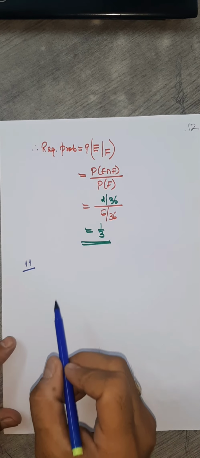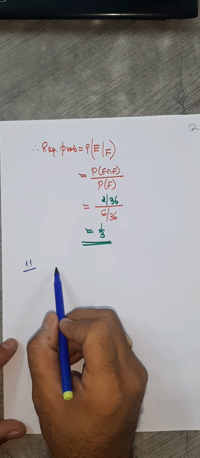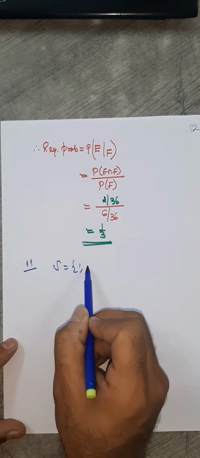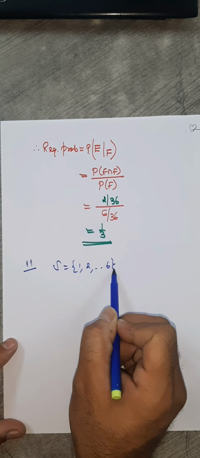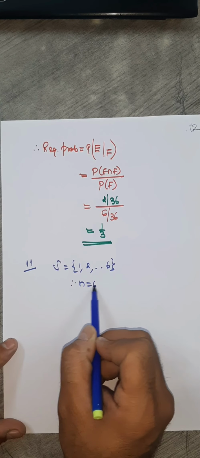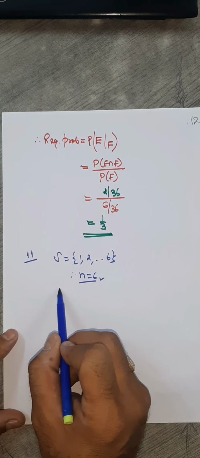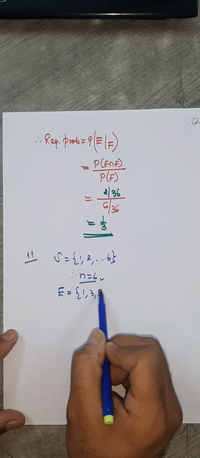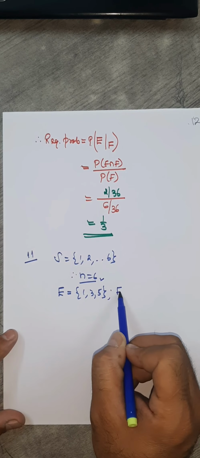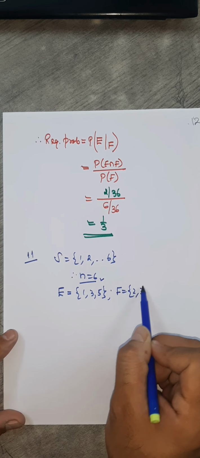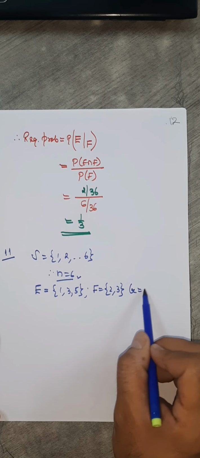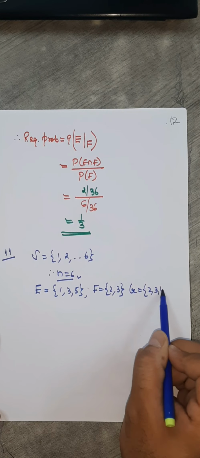Question number 11. It's a very simple question. A die is rolled once. So the main sample space has 6 outcomes, so n equals 6 here. Then you are given some events. You are given E, which is 1, 3, 5. You are given F, which is 2, 3. These are the events. And you are given G also. What is event G? That is 2, 3, 4, 5.